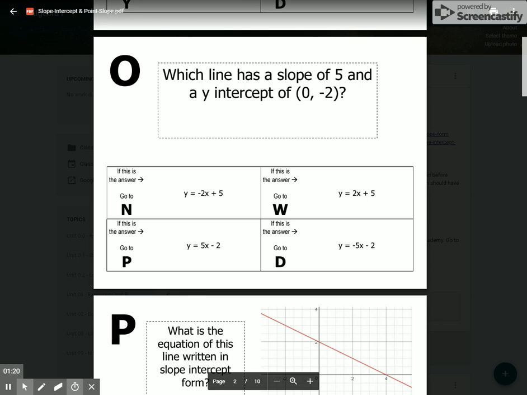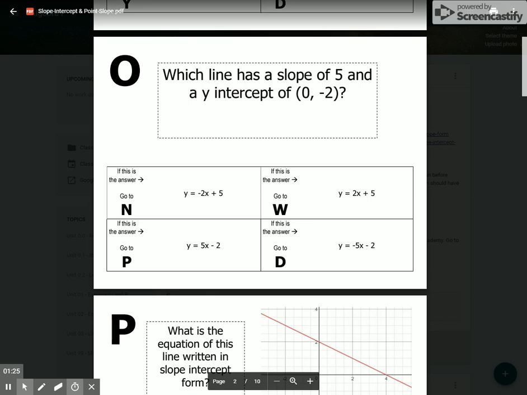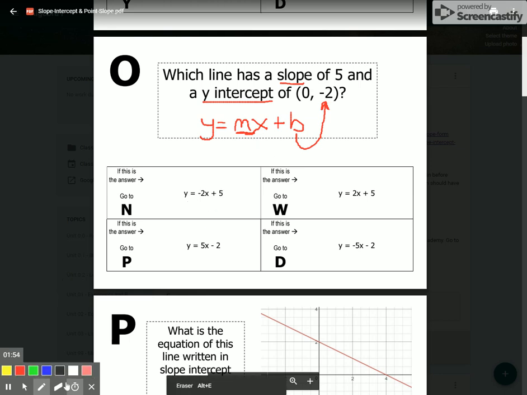For the next one, which line has a slope of 5 and a y-intercept of -2. So remember that if we have slope and y-intercept, that's going to be our slope-intercept equation form. So it's going to be y equals mx plus b. And remember that m is the slope and b is the y value of our y-intercept.